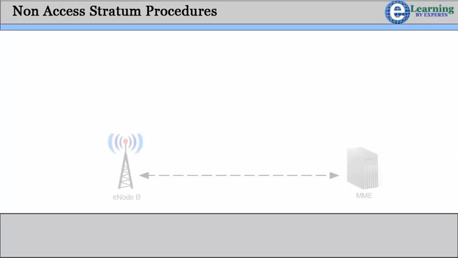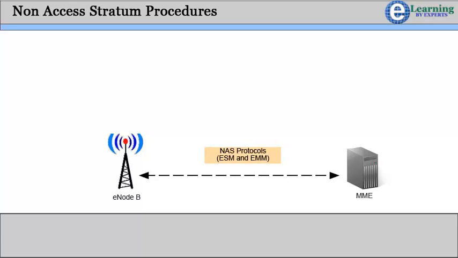In EPS, non-access stratum or NAS procedures include the procedures used by the protocols for mobility management and session management between user equipment, UE, and MME. There are two NAS protocols that use the services of lower layers, EPS Session Management, ESM, and EPS Mobility Management, EMM. The ESM protocol provides procedures for the handling of EPS bearer contexts. Together with the bearer control provided by the access stratum, this protocol is used for the control of user plane bearers.